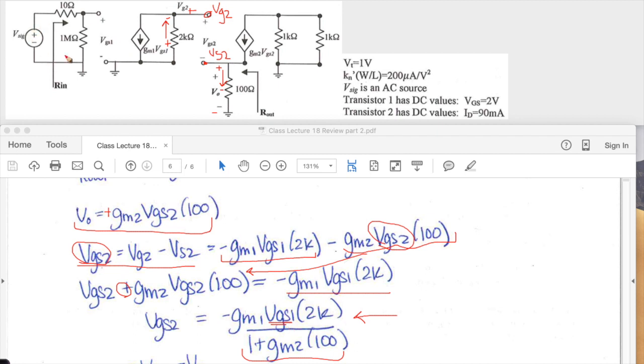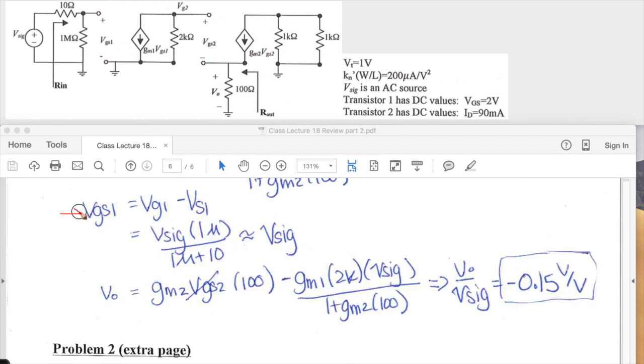To find VGS1, we locate where it is. Again, we need to take VG1 minus VS1. VG1, you can see, is a voltage divider of Vsig times 1 meg over 1 meg plus 10. VS1 is easier because it's already shorted to ground, so VS1 will be 0. Here it's written down: VGS1 is VG minus VS, and then here's the voltage divider, 1 meg over 1 meg plus 10. Since 1 meg is so large compared to 10, that's pretty much just Vsig.